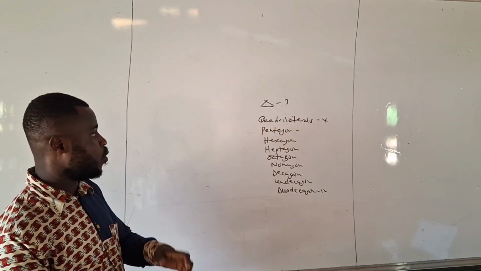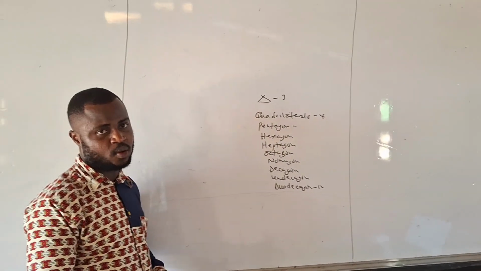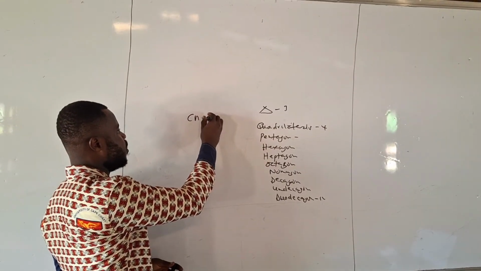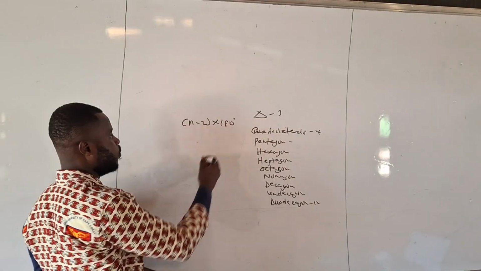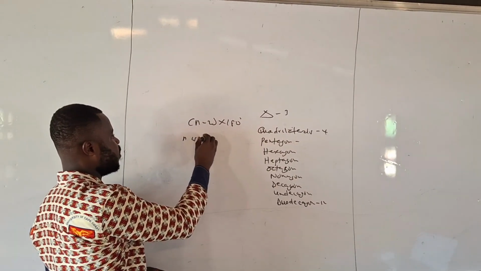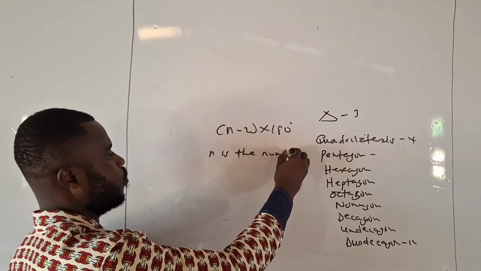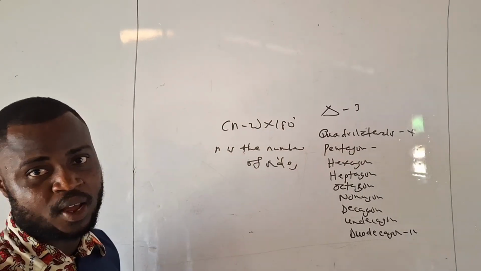So now, without wasting time, what formula do we use to find the sum of interior angles? The sum of interior angles of a regular polygon is n minus 2 times 180 degrees, where n is the number of sides.